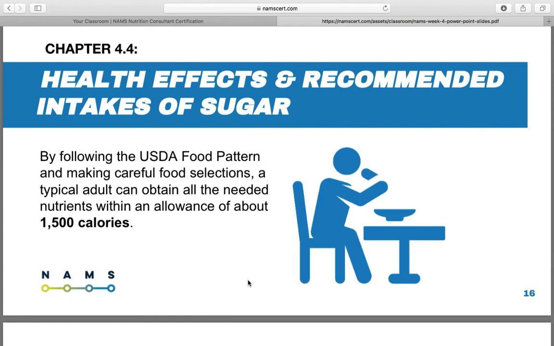So, your health effects and recommended intakes of sugar. By following the USDA food pattern and making careful food selections, a typical adult can obtain all the needed nutrients within an allowance of about 1,500 calories. Okay, and like I said, there's not a set number on that, guys, because each person is going to be different, so this is just giving you an idea of how many calories people should take in.